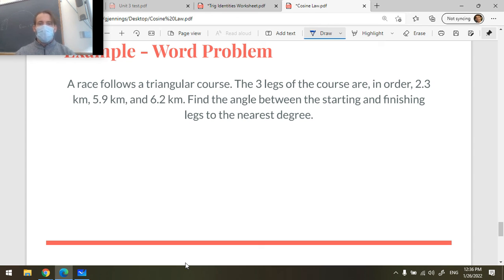A race follows a triangular course, okay? So this might be something you need to know as a driver. If the course is triangular, you might want to know the angles between the different sides, because that's going to influence the line that I take and the speeds that I'm able to do around those corners. The three legs of the course are, in order, 2.3 kilometers. Start with a good diagram. 5.9 and 6.2. Okay, so 6.2 is going to be the longest. So let's do that, coming just a little bit past the halfway point, and then call that the 5.9 side. So this is 5.9.